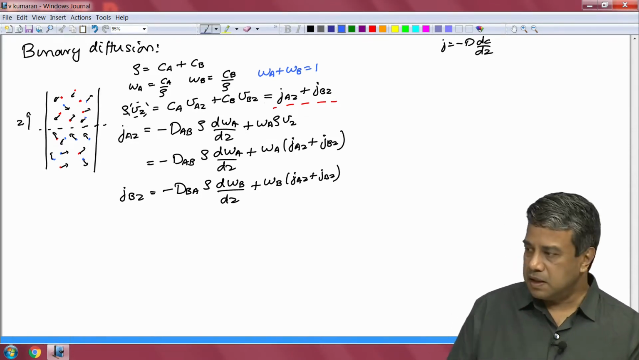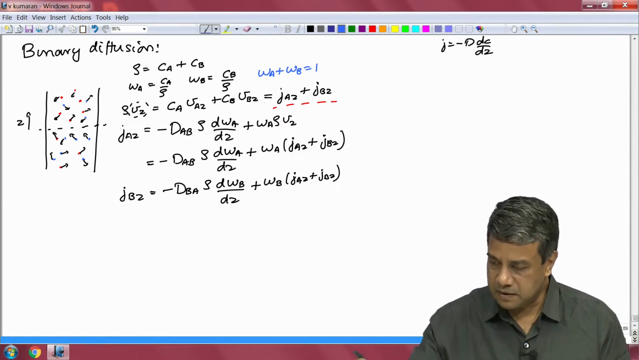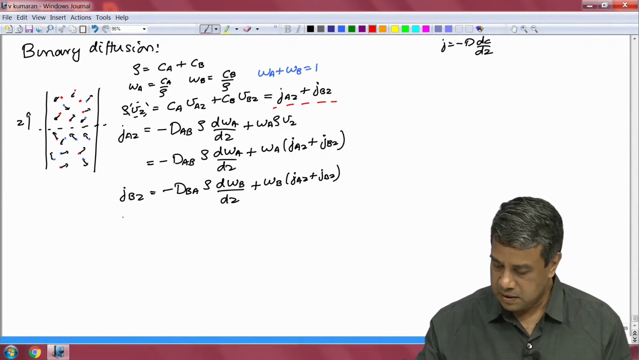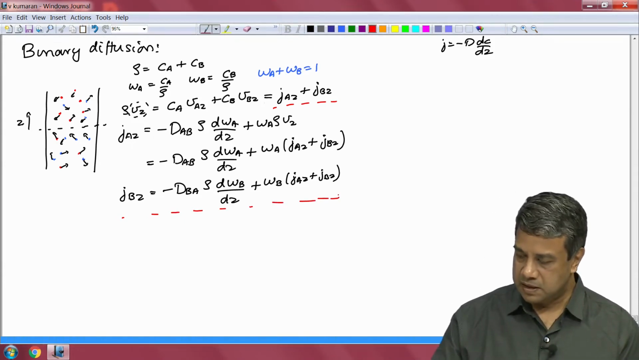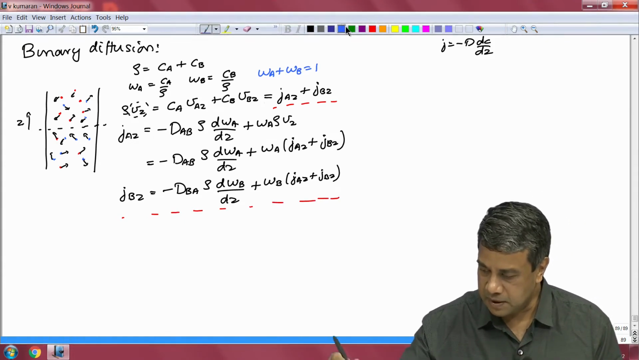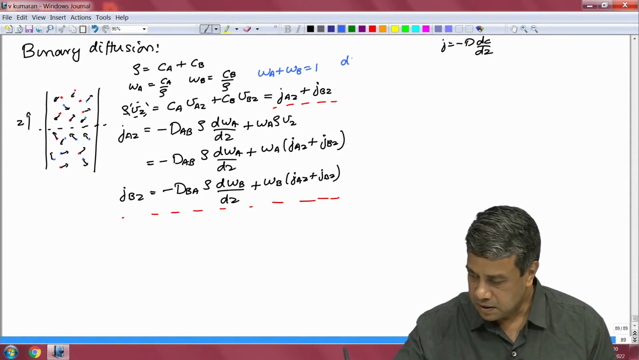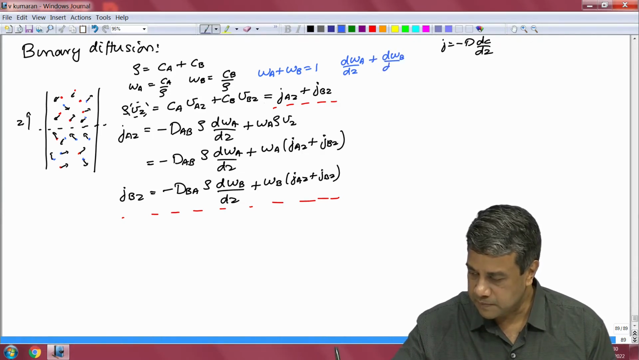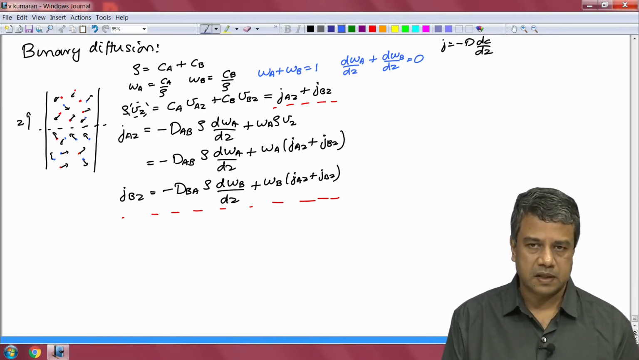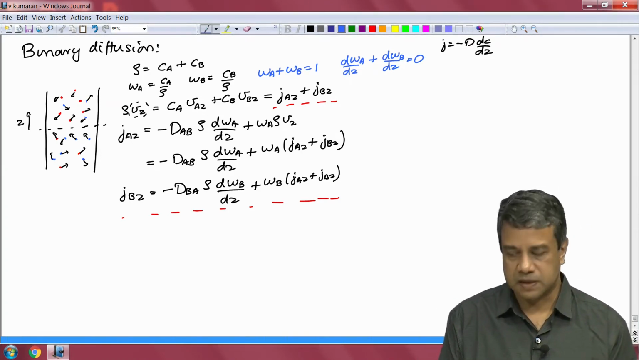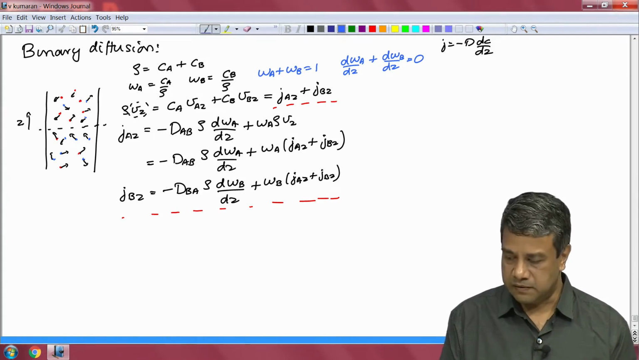And it has some implications for the diffusion coefficients. Note that since WA plus WB is equal to 1, this implies that dWA by dz plus dWB by dz is equal to 0. If you take the derivatives of the left and the right sides with respect to z, the sum of the derivatives has to be equal to 0.